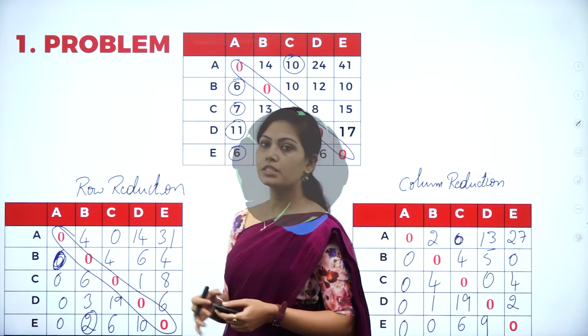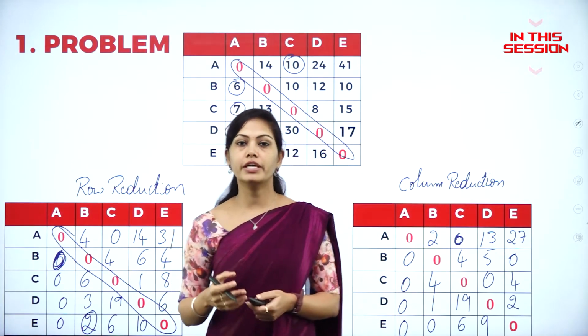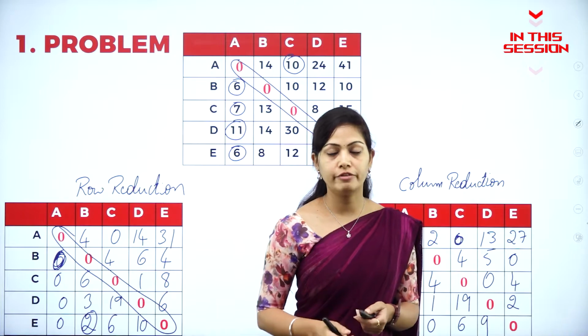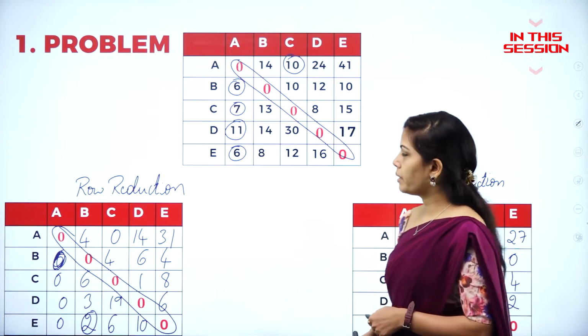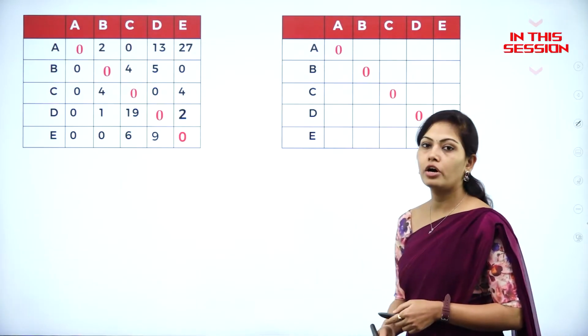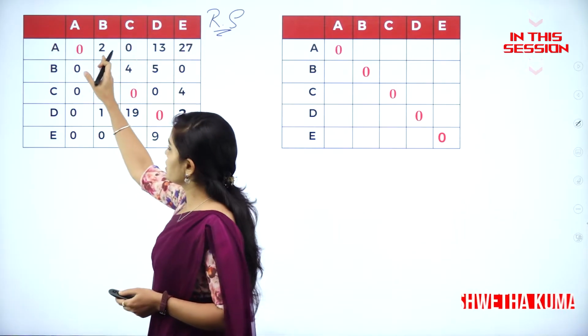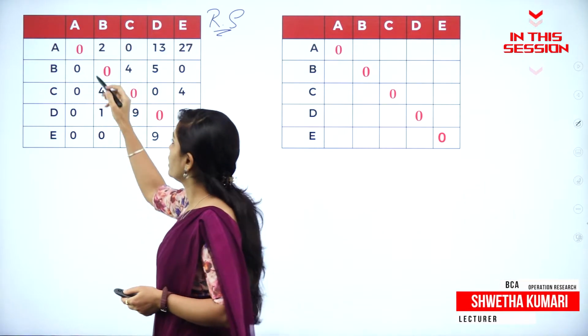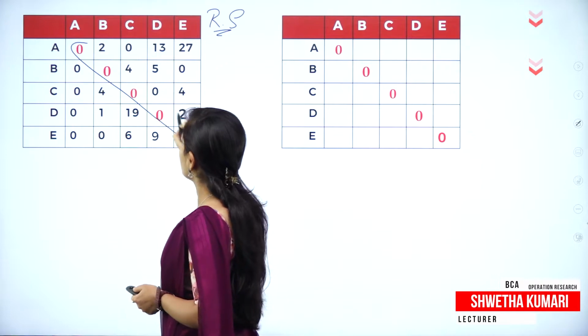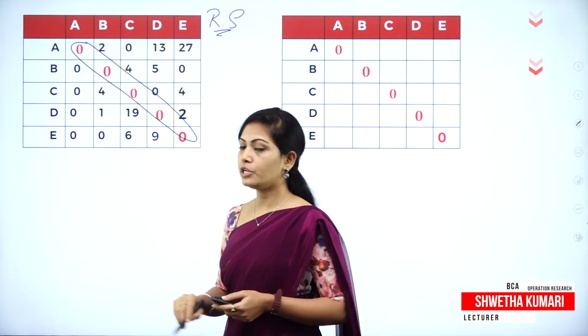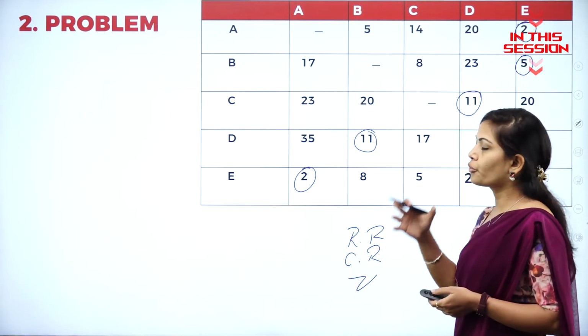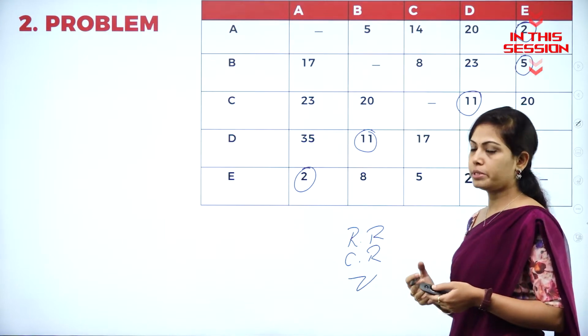So after finding this row reduction and column reduction, we can find the row scanning. We can assign the zeros by applying the row scanning and column scanning method. If you get 1 zero, you can assign the 0. So except this diagonal matrix value, you can assign zeros. By using the row reduction value, we can find the column reduction values.